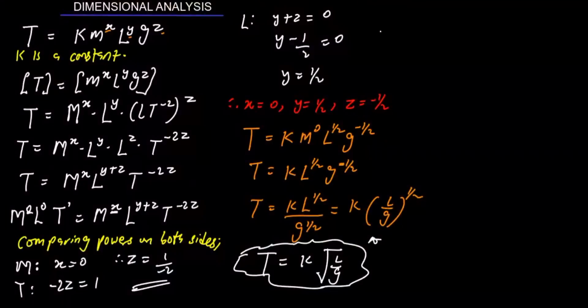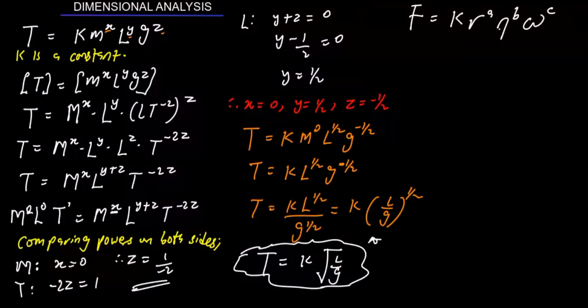You have F equal K R to the power of A, eta to the power of B, and you have omega to the power of C. Now, how do we go about this? Take note that F is your force, K represents a constant, R represents the radius, eta, this one you have here, represents the viscosity, and omega here represents the angular velocity.